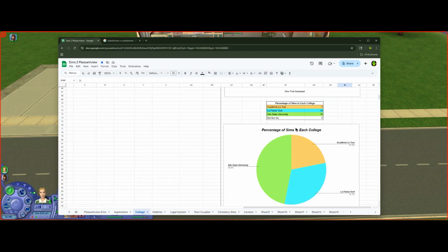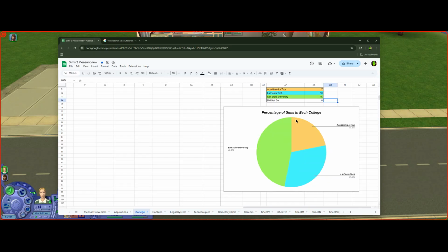And then we have percentage of Sims in each college. So, what college did my Sims choose? We have 7 of them in Academy Latour. We have 10 in La Fiesta Tech. We have 15 in Sim State University. And we have 0 for Sims who did not go.